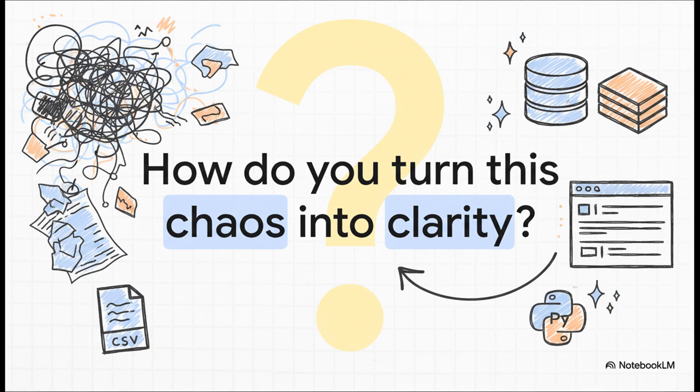So here's the million-dollar question, right? How do we take this jumble of text and turn it into something we can actually trust and use to make decisions? Let's walk through it, step by step.